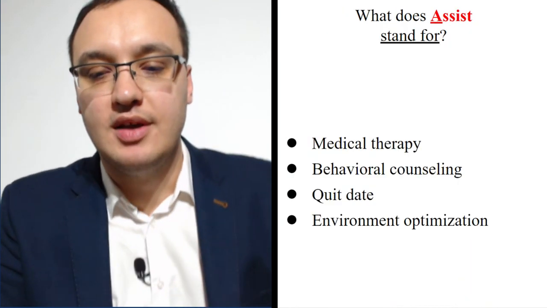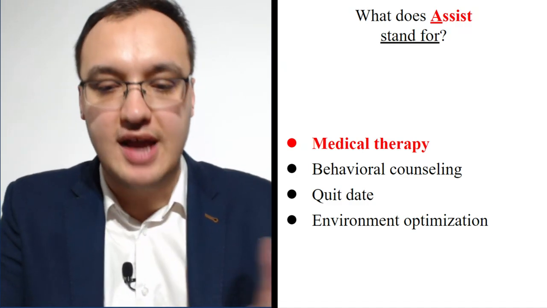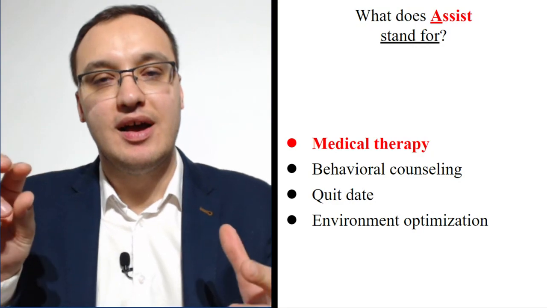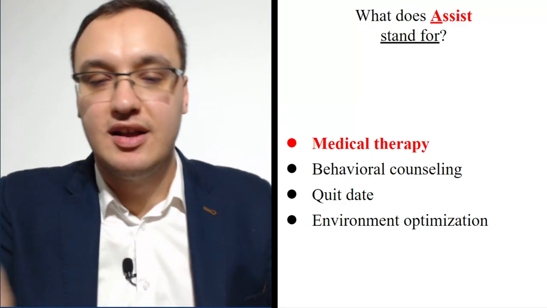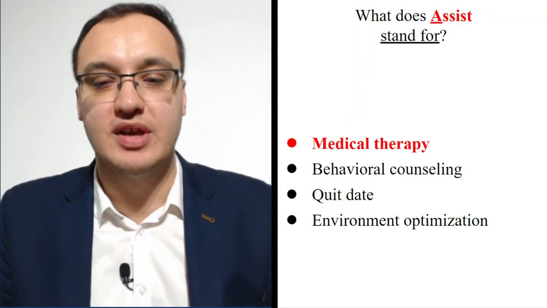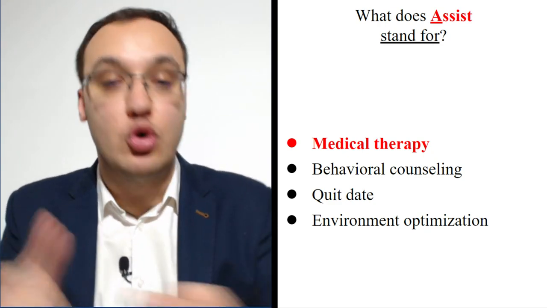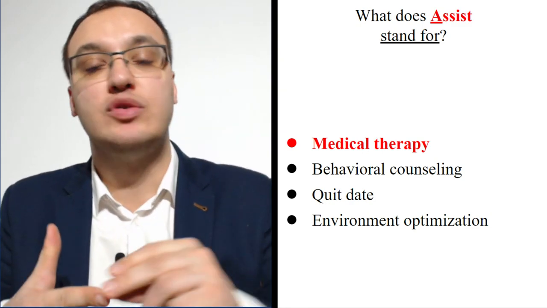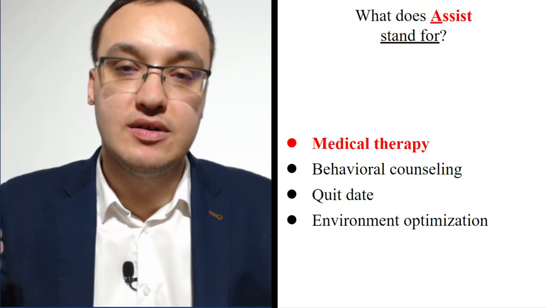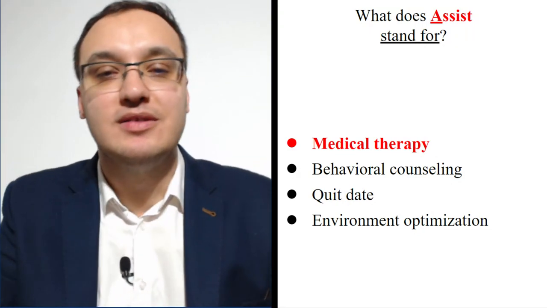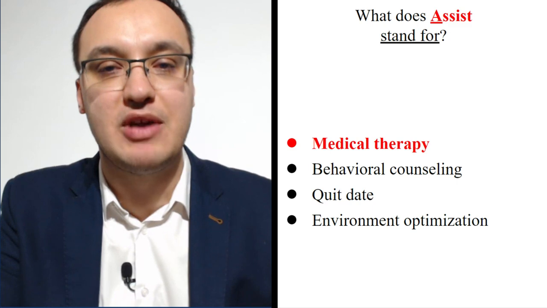Okay? So, ASSIST stands for medical therapy, behavioral counseling, and a quit date that you give the patient. You sit down with the patient and then you write down, on the 20th of January, I will quit smoking, and so on. Environmental optimization: you optimize your environment so that you don't smoke. You don't buy cigarettes. You tell all your family and friends that you're not smoking anymore. You tell them to not give you any. You understand, the environment needs to be optimal, okay? And you have to work on that so it gets better and better.